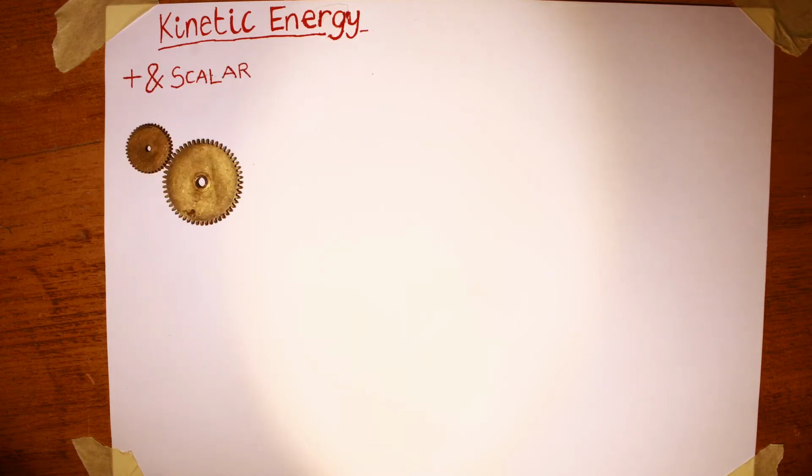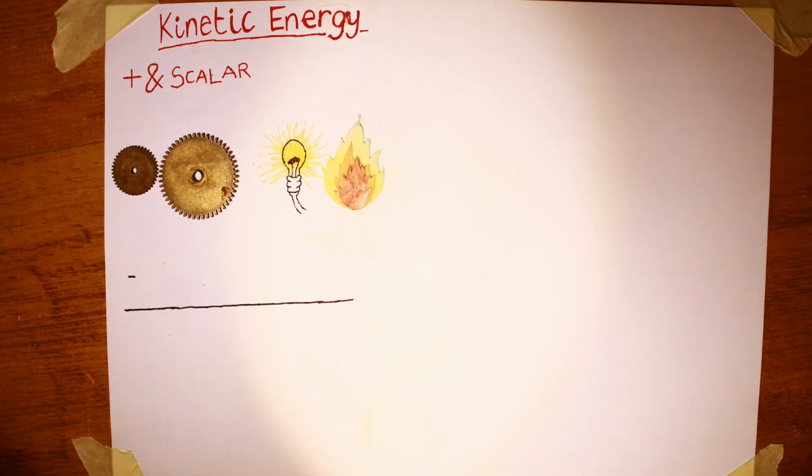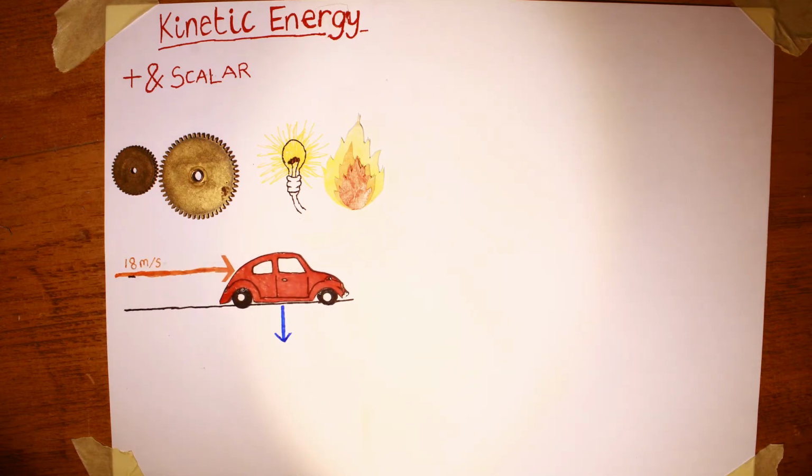Kinetic energy is the energy an object has due to its movement. It's positive and scalar. Examples are mechanical, electrical, due to the movement of electrons which carry the electric charge, and thermal. We can work out kinetic energy of this car that's moving at 18 meters per second and has a mass of 800 kilograms. We use the formula half mass times velocity squared.